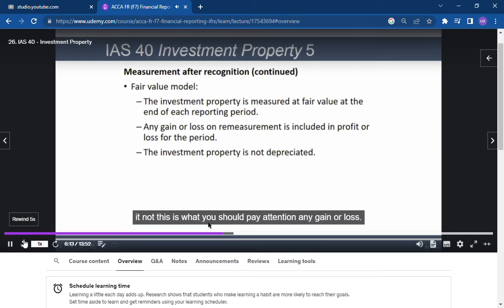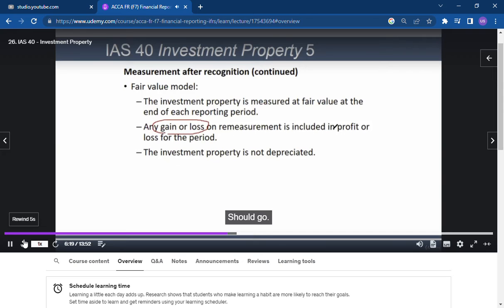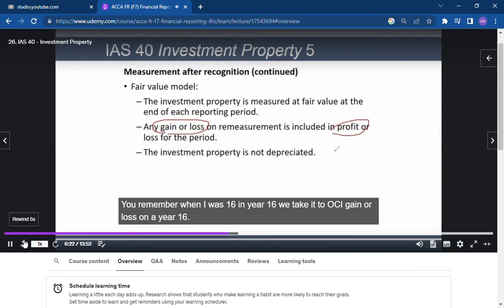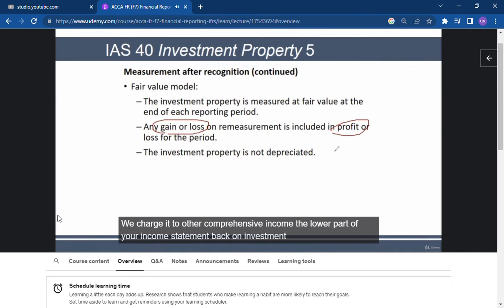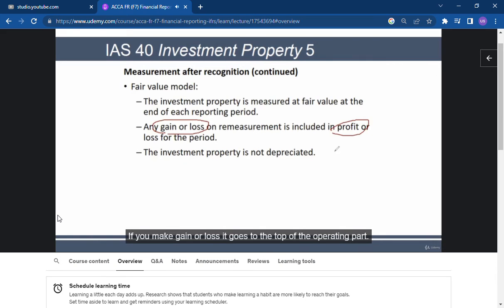Now, this is what you should pay attention to. Any gain or loss should go to the P&L part. You remember in IAS 16, we take it to OCI. Gain or loss on IAS 16, we charge it to other comprehensive income, the lower part of your income statement. But on investment property, if you make a gain or loss, it goes to the top part, the operating part. It goes into the P&L part. This is the difference which you should remember.